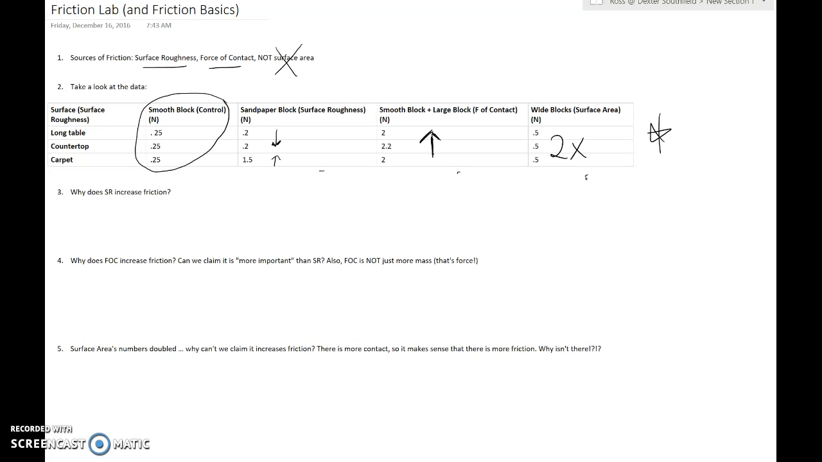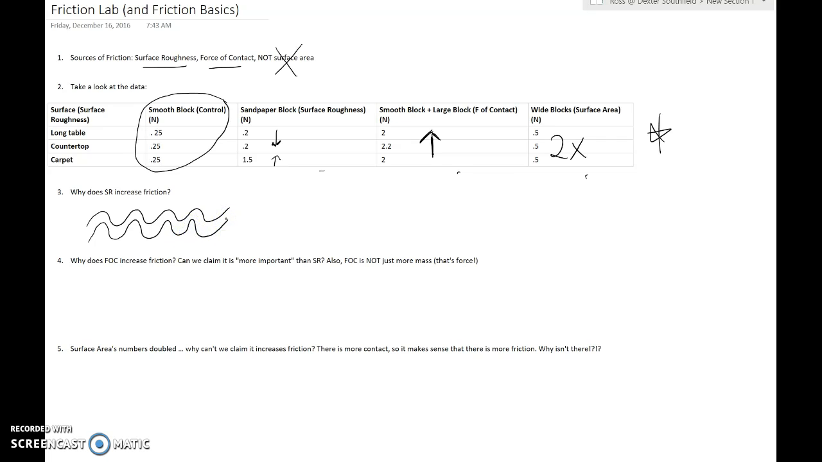So let's first talk about surface roughness. Why do we claim that surface roughness is a source of friction? Especially because for 2 of the instances, it actually went down. So surface roughness, if you're looking for a definition, we can't just say it's how rough a surface is, right? We would talk about the texture of the surface. We talk about the hills and the valleys. So in order for surface roughness to really have an effect, those hills and valleys need something to lock onto.